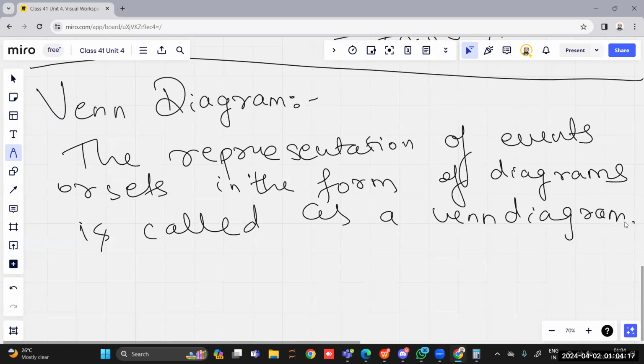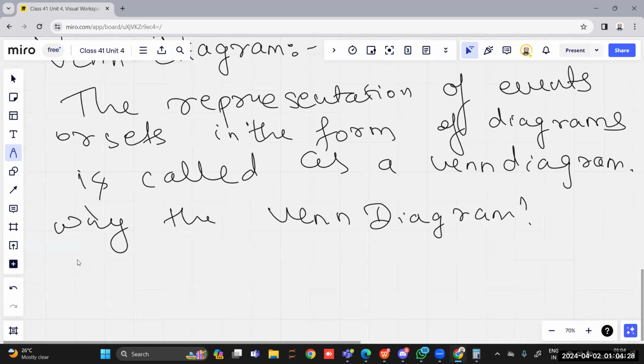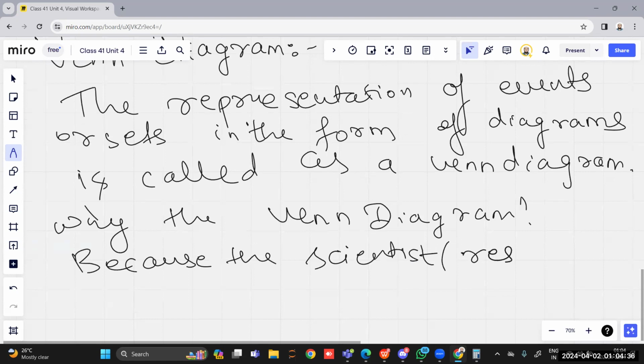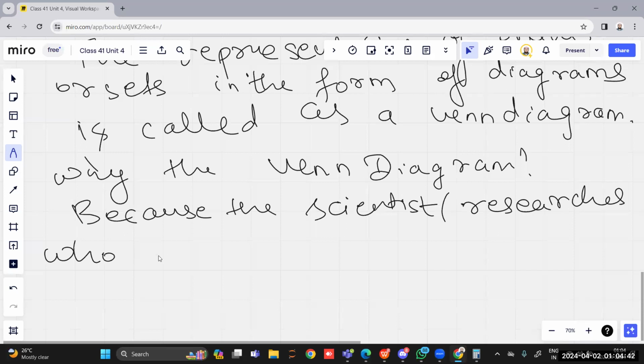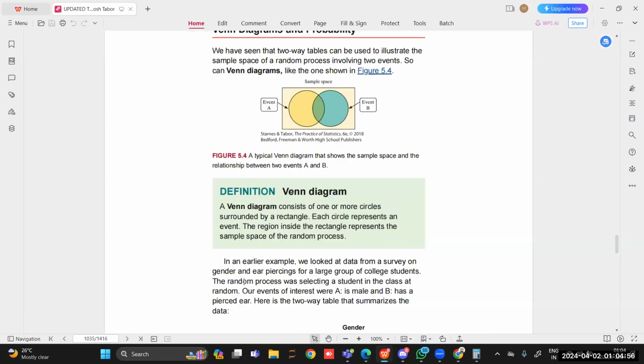Why Venn diagram? I'll write the question. Why the name Venn diagram? Any guesses? Because the scientist or the researcher who invented it, who discovered it, had the name Venn. Had a name means his name was Venn. Therefore, it is termed as Venn. Is it okay? Yes or no?